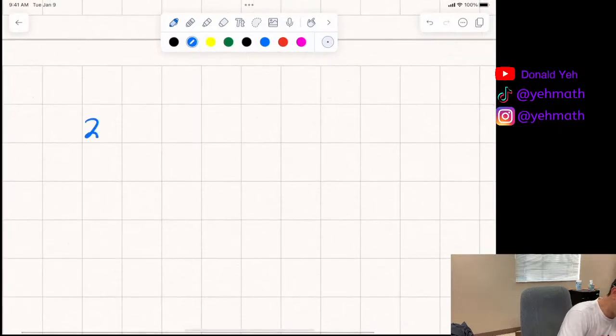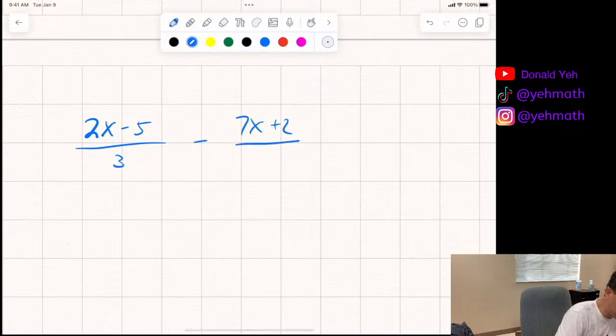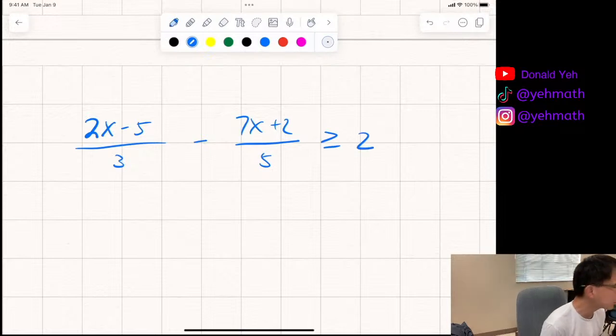Let's say I have (2x minus 5) over 3 minus (7x plus 2) over 5 greater than or equal to 2. I want you to solve for x. Now your goal is to get rid of the fractions. The first step: get rid of fractions. Think about how you get rid of fractions as the first step.